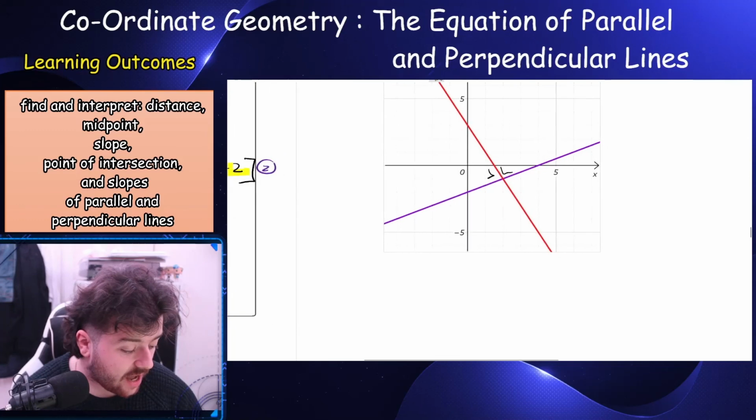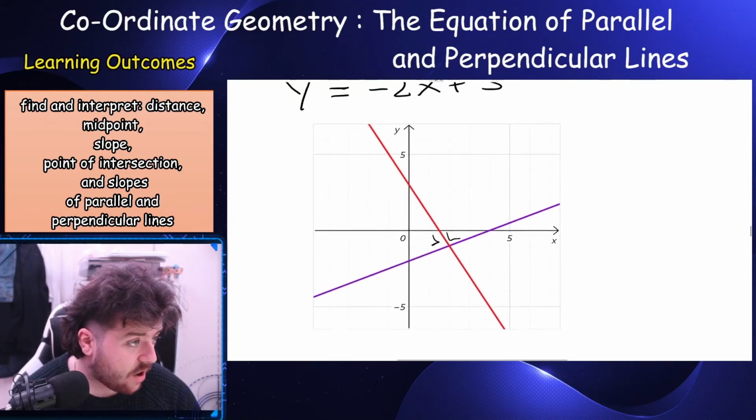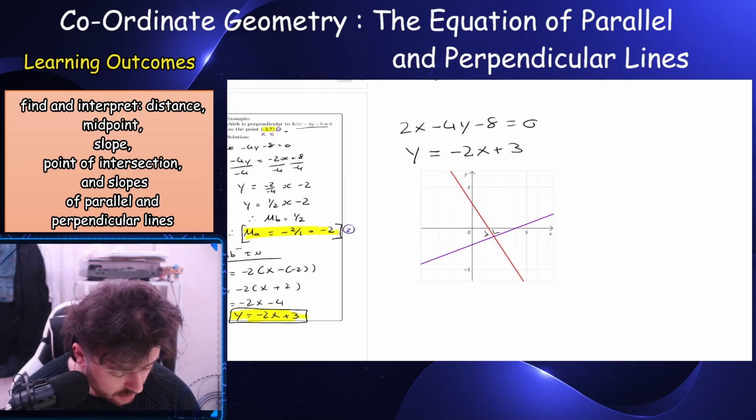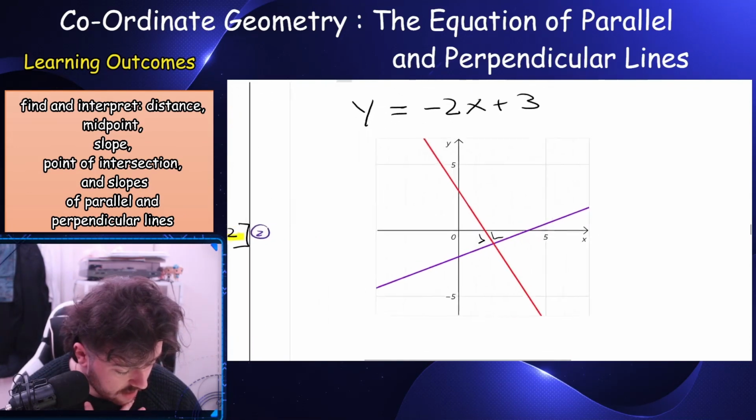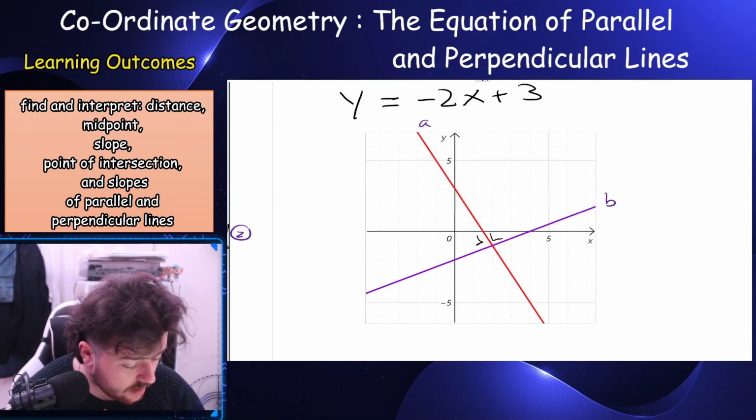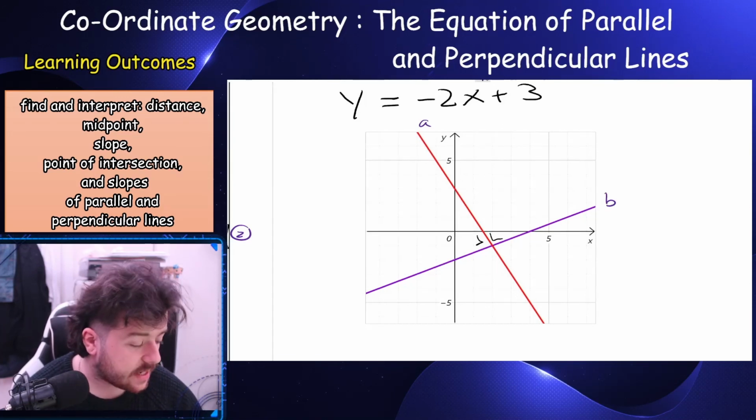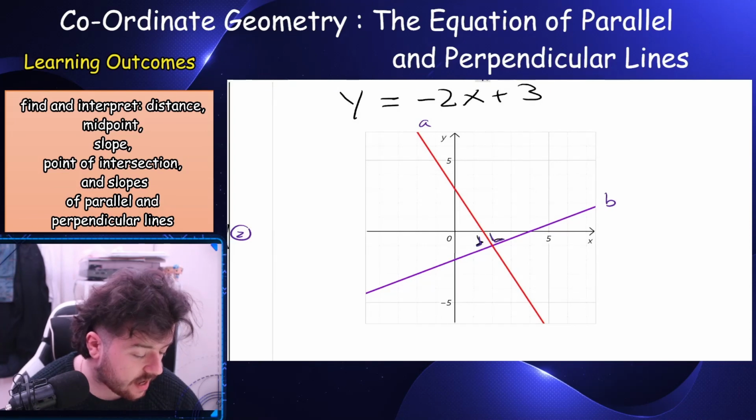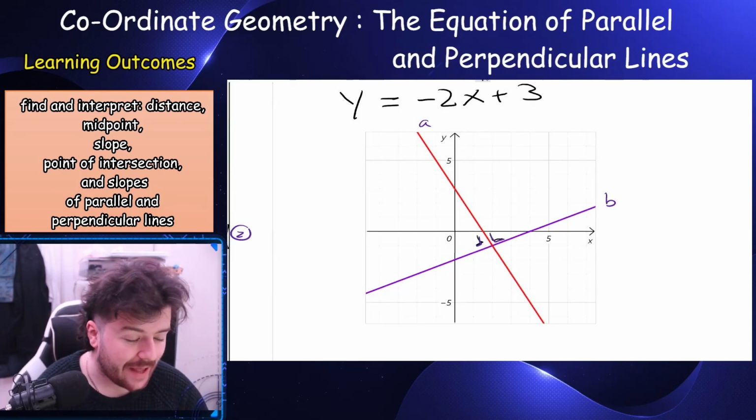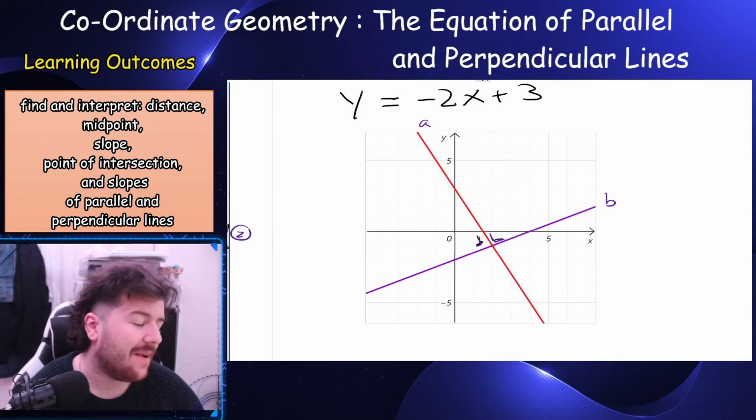And I took the liberty here of plotting out the two lines. So here, this is line A, I believe. This is line A and this is line B. So I can see they're both perpendicular, they both make a 90-degree angle with each other. Anyway, hopefully this helps.